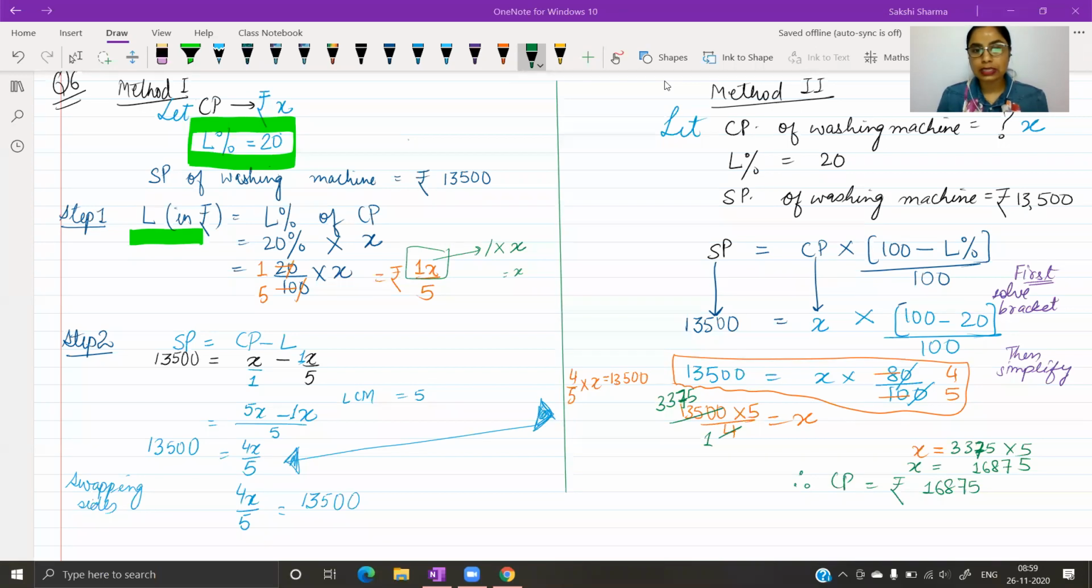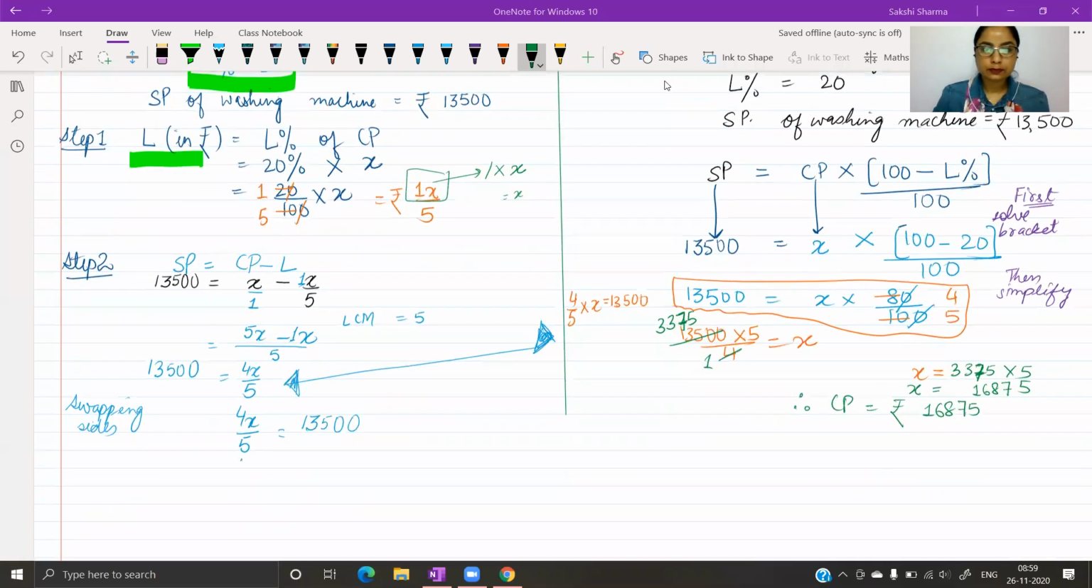And then I'm going to now take this 5 from the denominator and take it to the right hand side. And from here you can solve. And you get the same fraction which you had on second method last step. Now simplify. This is 3375. And when you multiply, your answer comes out to be 16,875.